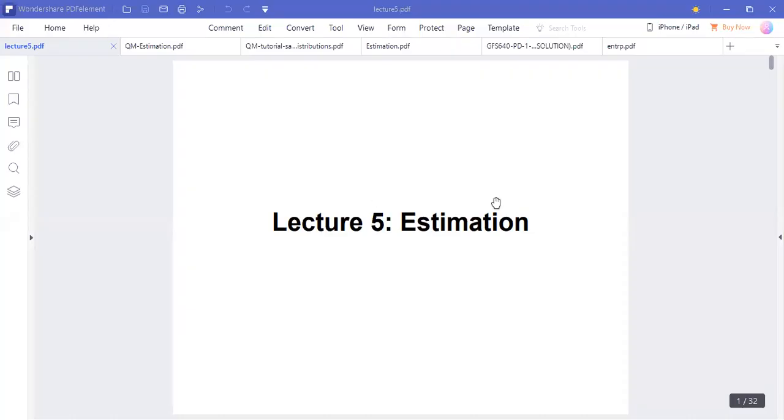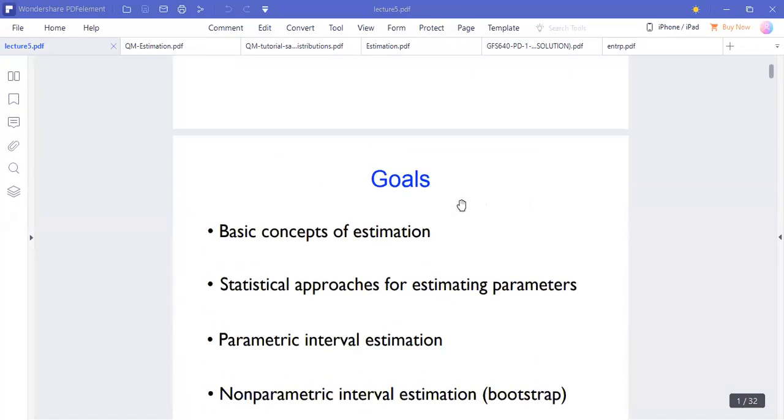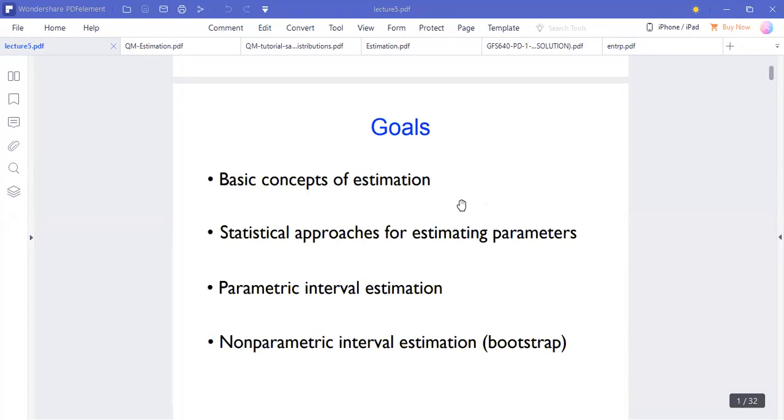In lecture 5, we're going to look at sampling and estimation. The basic core of this lecture is to understand the concepts of estimation and what statistical approaches you use for estimating certain parameters. We'll also consider what is called parametric interval estimation, where we will calculate the confidence interval based on predetermined confidence levels.